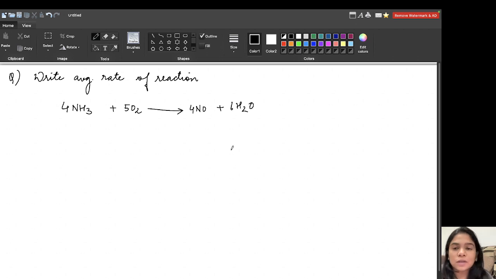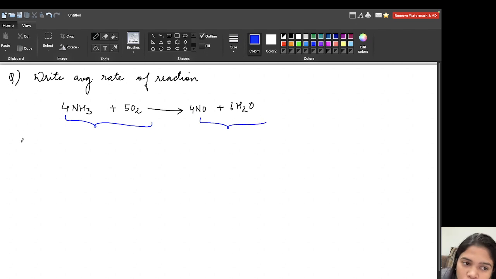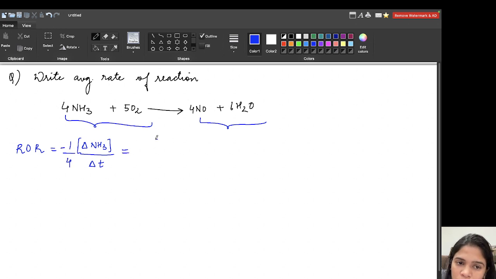Your rate of reaction will be, these are reactants, these are products. So average rate of reaction will be equal to, in terms of NH3, delta NH3 by delta T, and what is the coefficient here? 1 by 4 with a negative sign because it's a reactant, will be equal to, in terms of oxygen, delta O2 divided by delta T, and this is equal to minus 1 by 5. 5 is the coefficient, minus because it's a reactant.